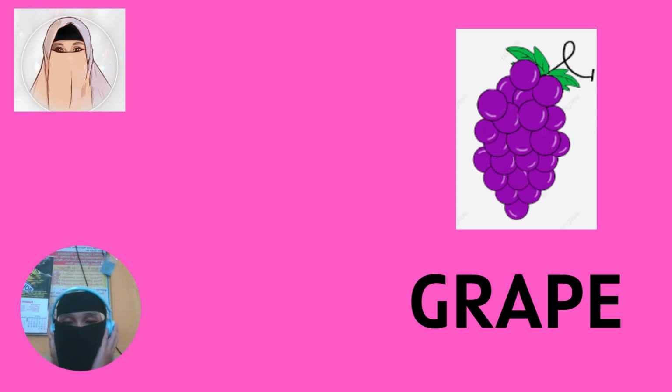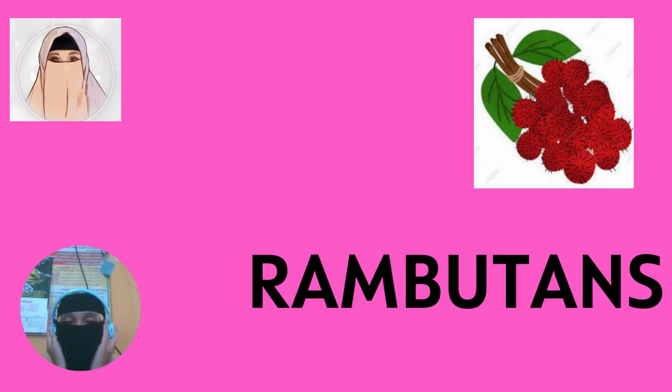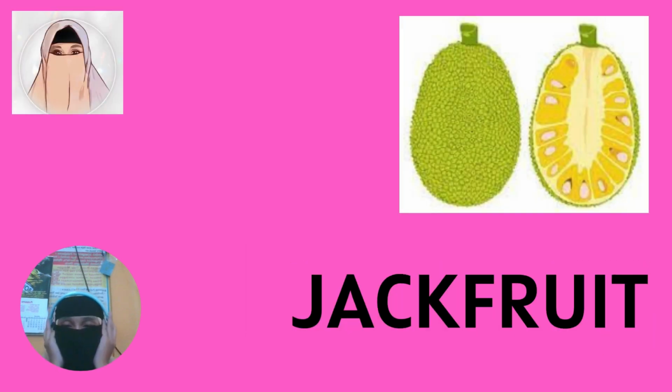G for grape. That means anggur in Indonesia. R for rambutan. That means rambutan in Indonesia. J for jackfruit. That means nangka in Indonesia.